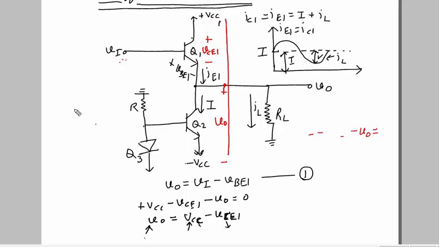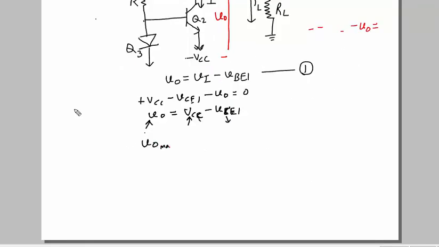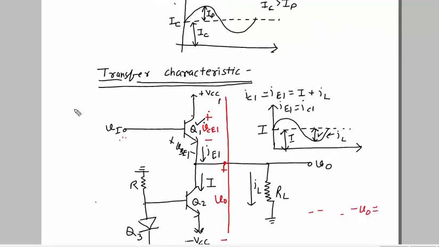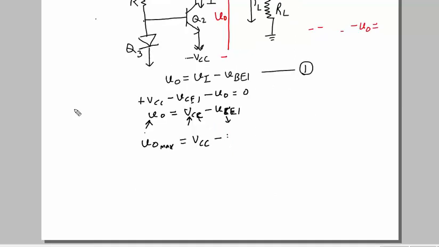VCE should be minimum. So V naught max equals VCC minus, now what is VCE minimum? VCE minimum will be obtained when Q1 goes to saturation. So it is VCE1 sat. Ideally in saturation VCE is 0, but practically it is not 0, some value will be present, so that's why we wrote here VCE1 saturation. So this is the maximum value of V0.